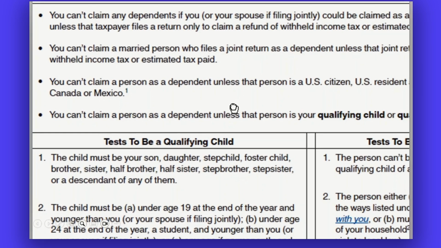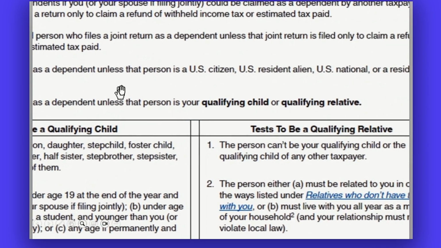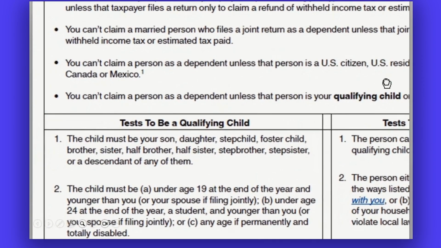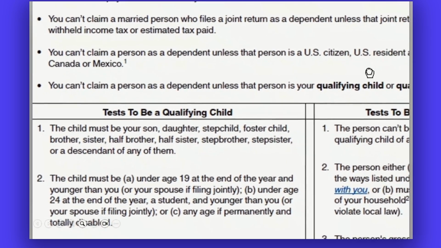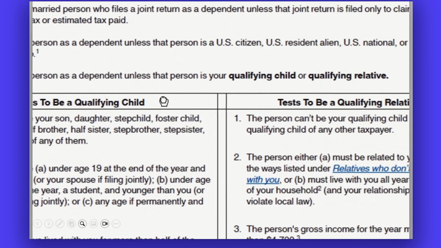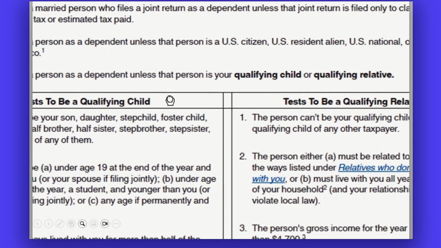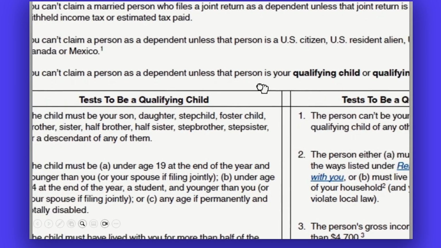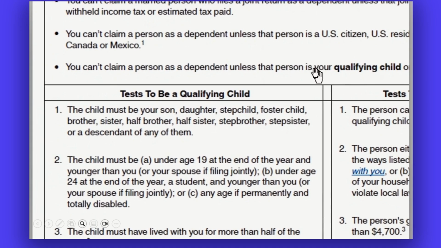You cannot claim a person as a dependent unless they are a U.S. citizen, a U.S. resident alien, a U.S. national, or a resident of Canada or Mexico. And you cannot claim a person as a dependent unless they are a qualifying child or a qualifying relative. Because remember, that's the definition of a dependent, is that they are a qualifying child or a qualifying relative. Therefore, they have to be one of those two.